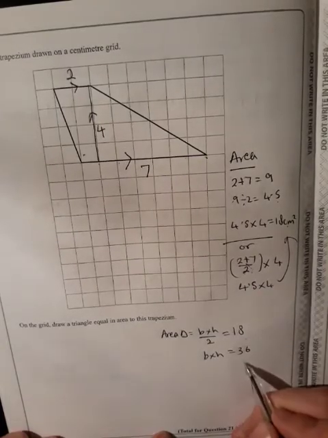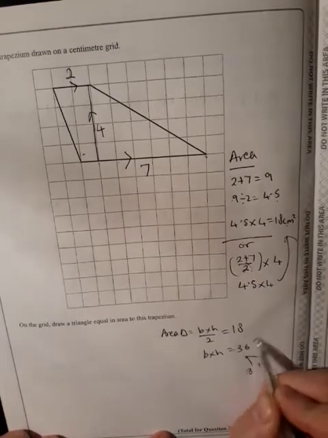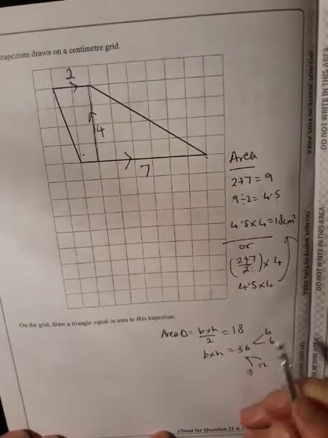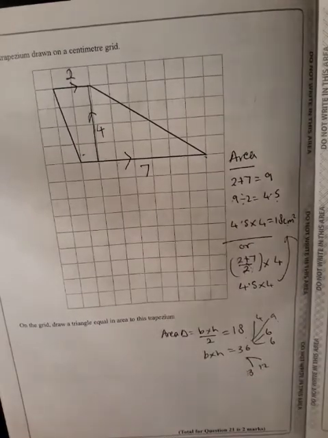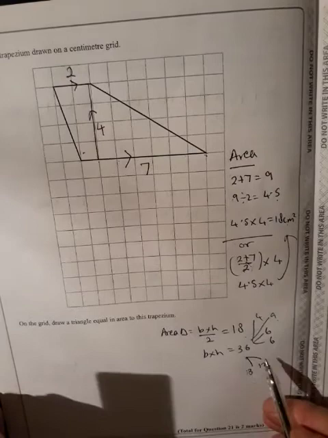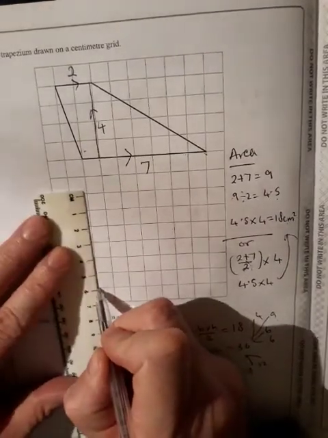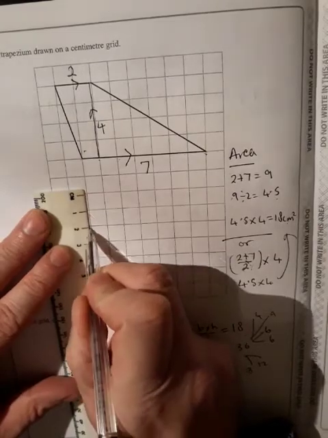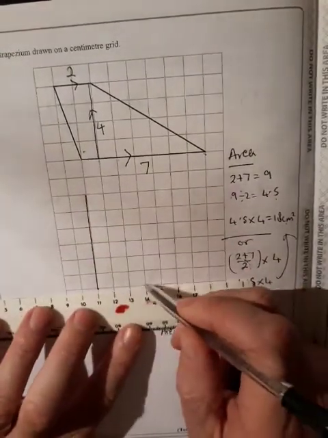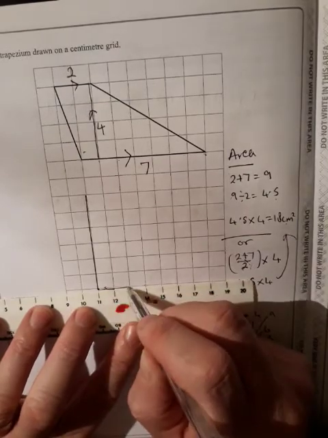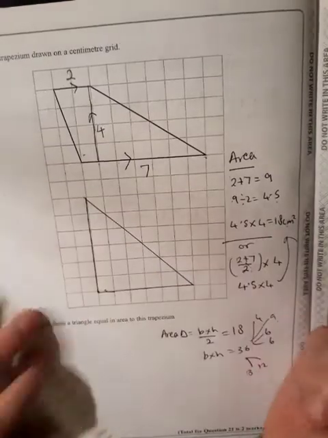So numbers that make 36 easily, you could use 3 and 12, couldn't you? Or 6 and 6, or 4 and 9. Lots of different ones you could draw. I'm going to go for a nice right angle triangle that is 6 by 6. I'm going to start here. 1, 2, 3, 4, 5, 6. 1, 2, 3, 4, 5, 6. And there we have it. That triangle has exactly the same area.